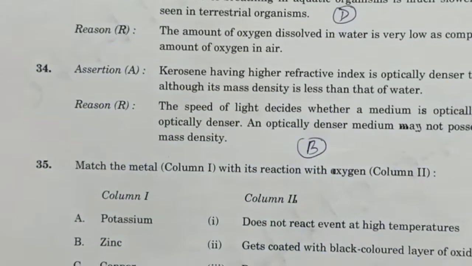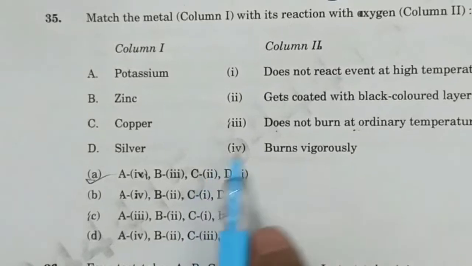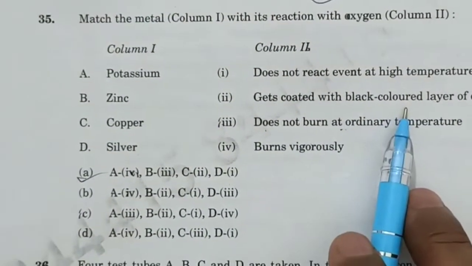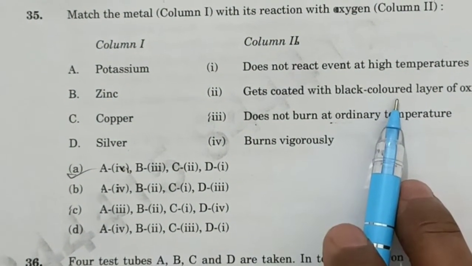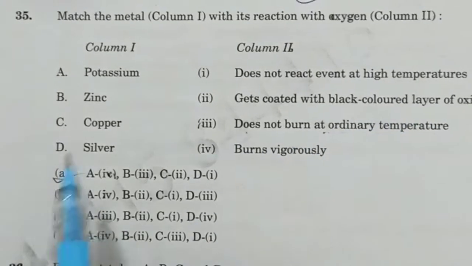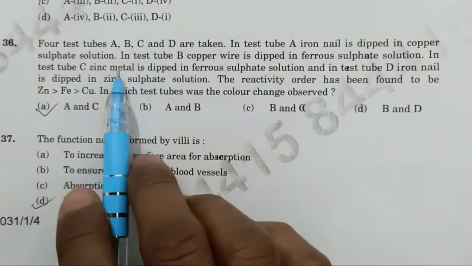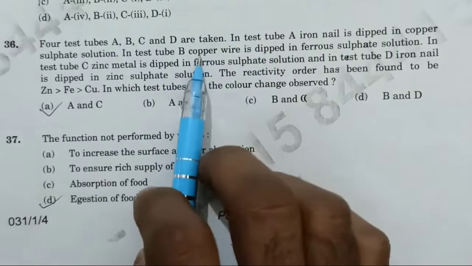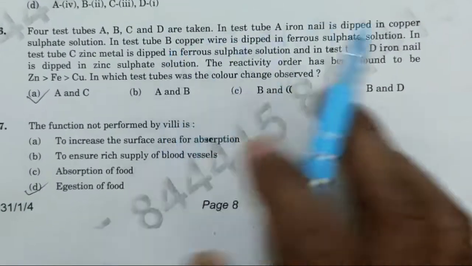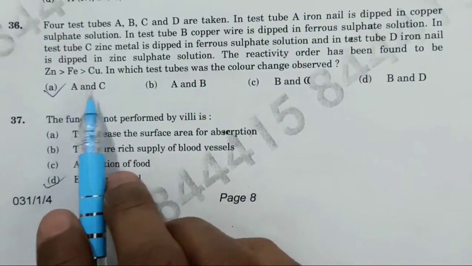Okay, now 35, match the metals in column 1 with their reactions with oxygen in column 2. Its answer is A. Okay, now 36, here is a passage, we read it carefully and then try to answer it. Its correct answer is A, A and C.